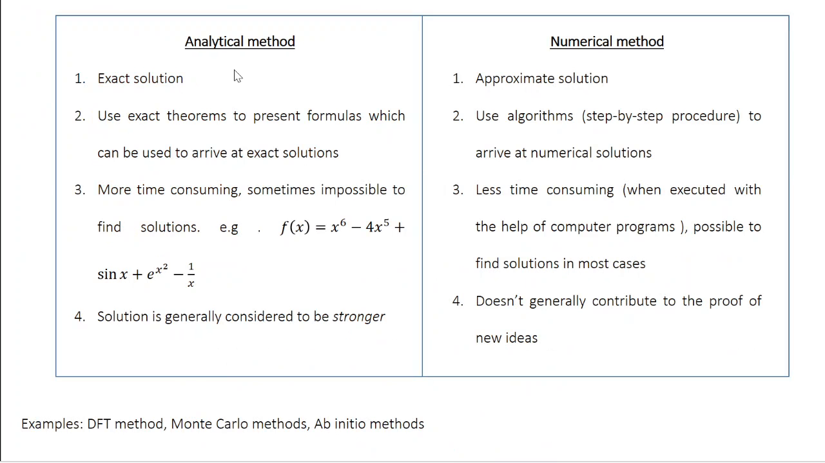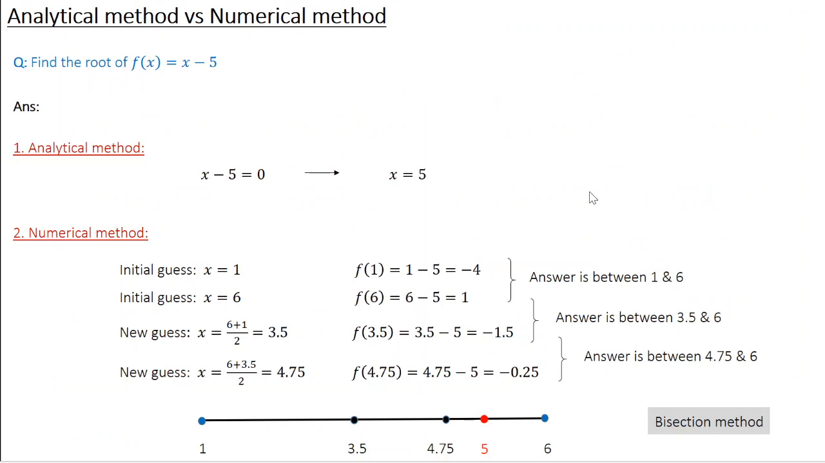On the other hand, if I throw you a function like f of x equal to x to the power 6 minus 4x to the power 5 plus sine x plus e to the power x square minus 1 by x, some random function, and I ask you to find the solution analytically, it's going to take you a lot of time. On the other hand, numerical method, this is less time consuming. Why do I say that? Because if you look here, there are so many steps involved here.